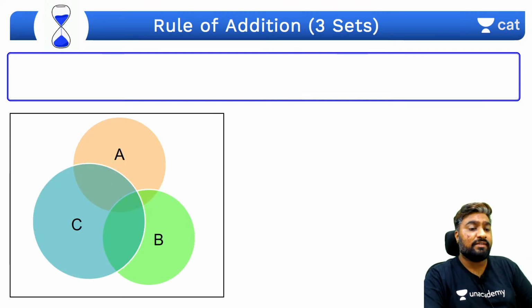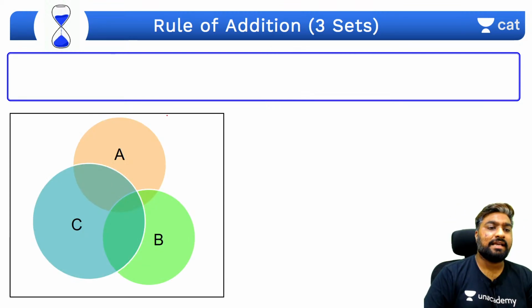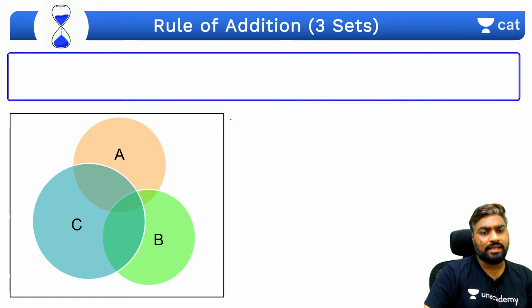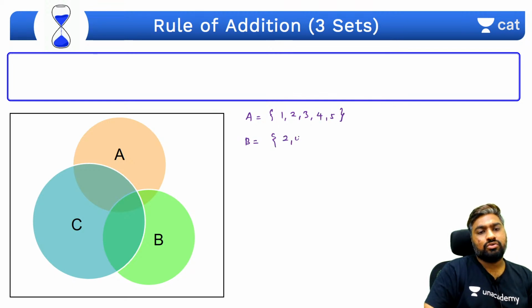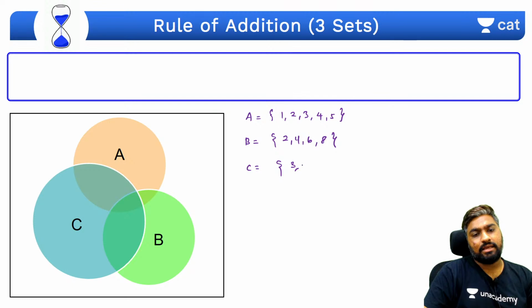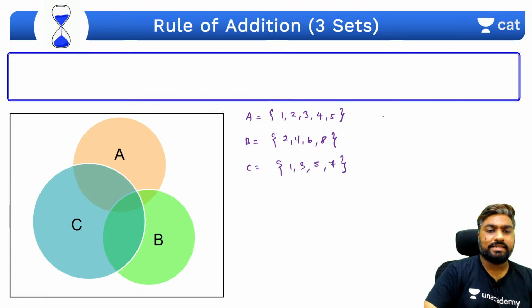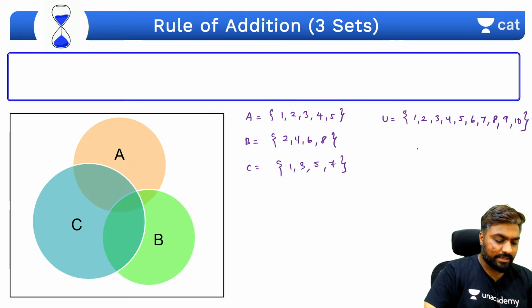Chalo, let's quickly learn the rule of 3 sets and then we'll go back to that, okay? So look at this. What happens here? If there are 3 sets, A, B and C, let's do it directly with an example, okay? It'll be faster that way. So let's say A has 1, 2, 3, 4, 5. B has 2, 4, 6, 8. C has, okay, let's take odd numbers, 1, 3, 5, 7. Okay. And our universal set has all the terms 1, 2, 3, 4, 5, 6, 7, 8, 9, 10. Clear guys, understood?